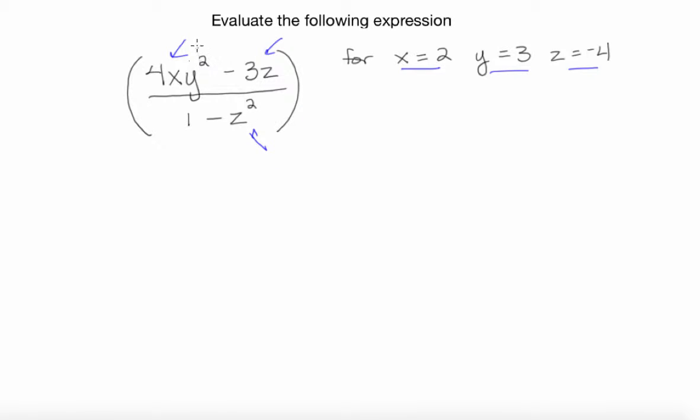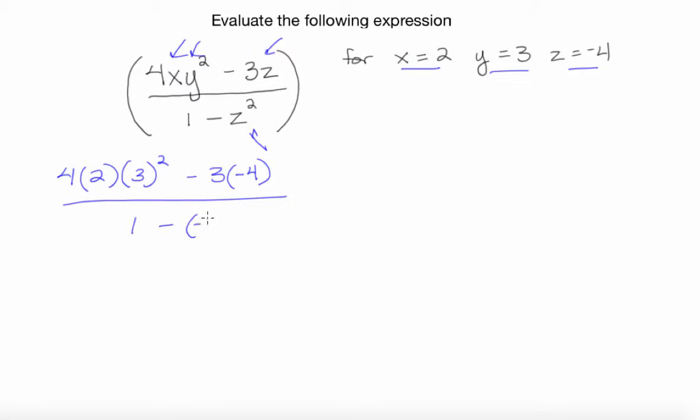So let's rewrite this whole expression, but putting in the values we know. So we've got 4 times whatever x is, which is 2, times y squared. So y is 3 squared. I'm subtracting from that 3 times z, which is -4. So there's everything on the top. On the denominator of the fraction, we've got 1 minus z, which is -4 squared. Okay, we've got everything put in.